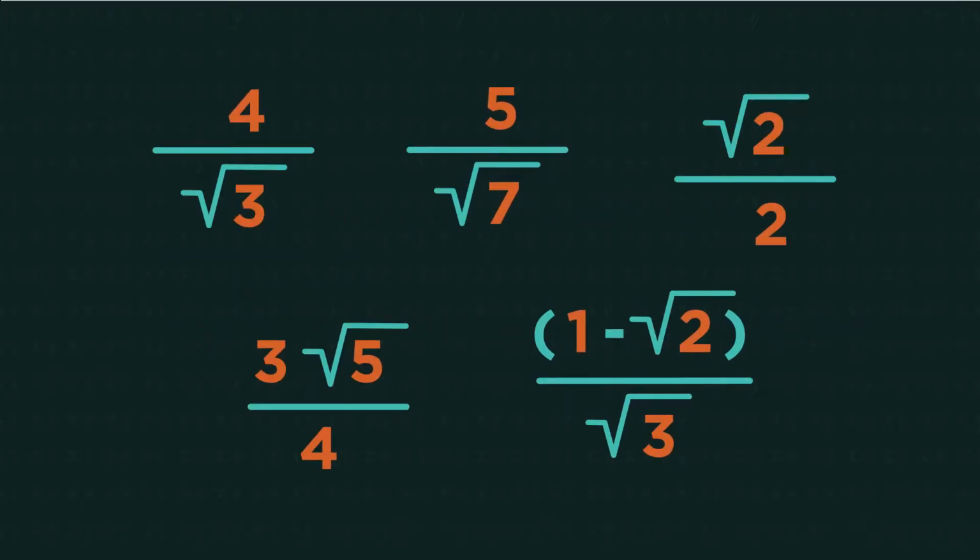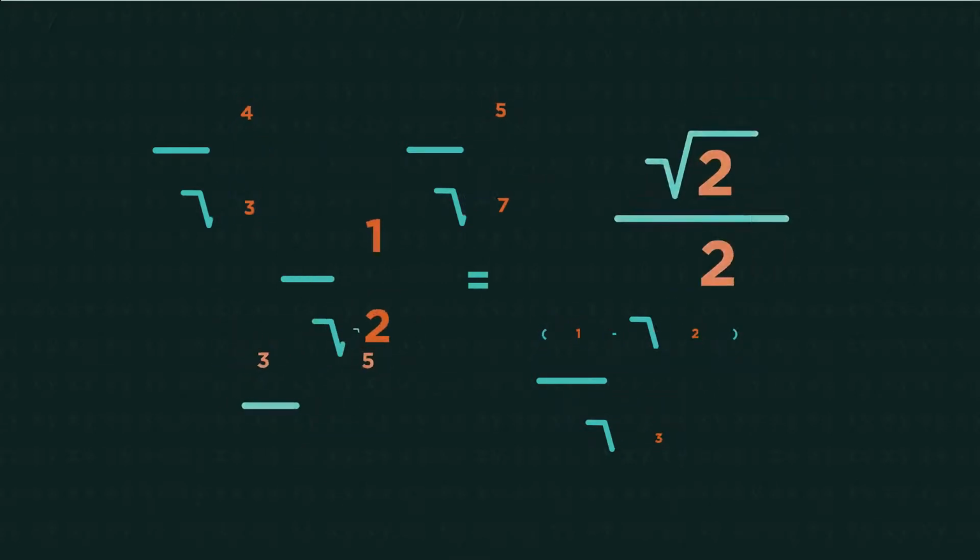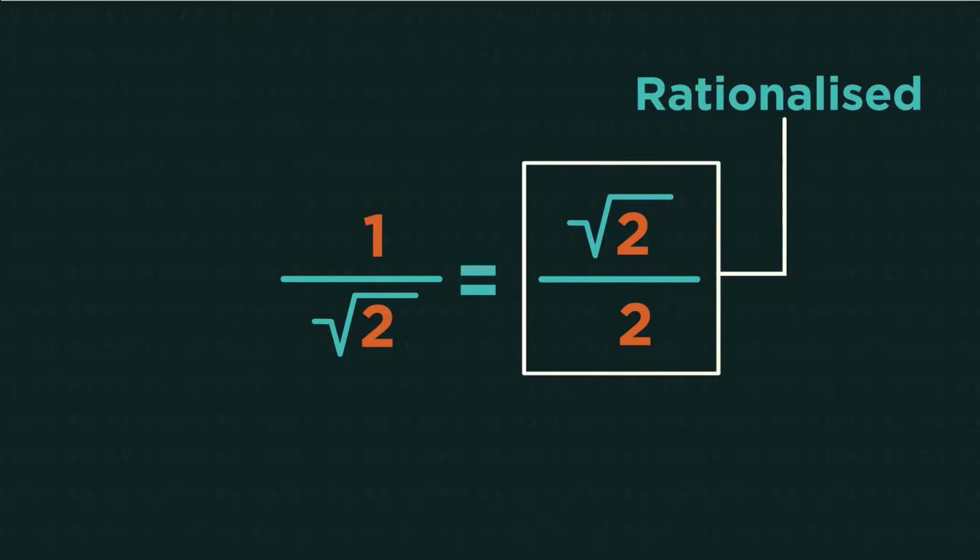So have a look at these. What do you notice about those that are rationalised and those that aren't? Rationalising the denominator is when we move a square root from the bottom, the denominator, to the top, the numerator.